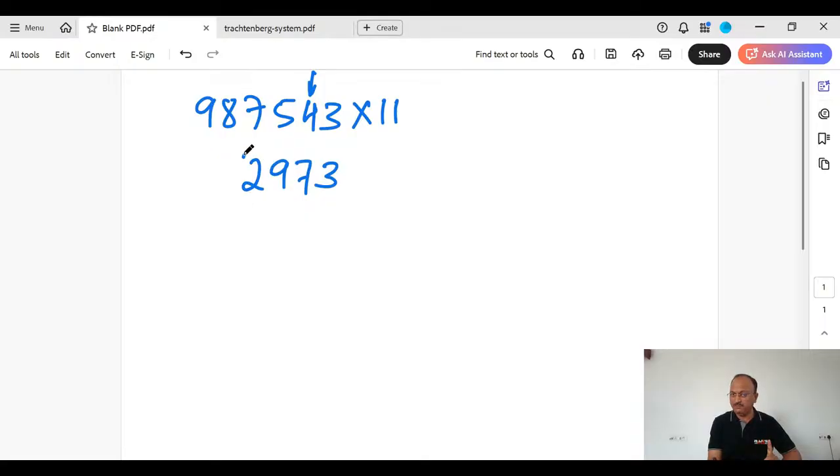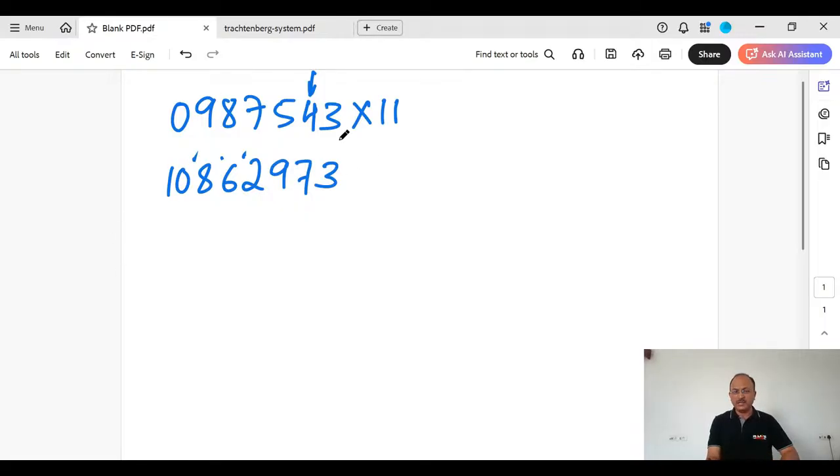So one dot will come. 8 plus 7, 15. Dot is there, so 16. One dot will come. 9 plus 8, 17. But one dot is there, so I will take 18 and one dot will come. And 0 plus 9 means 9, but one dot is there, so I will write 10.